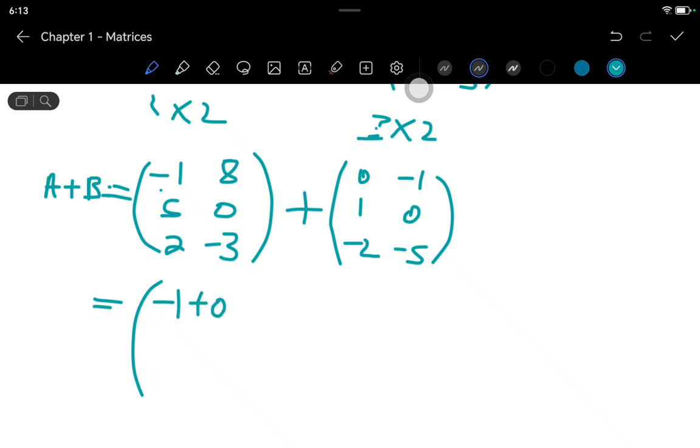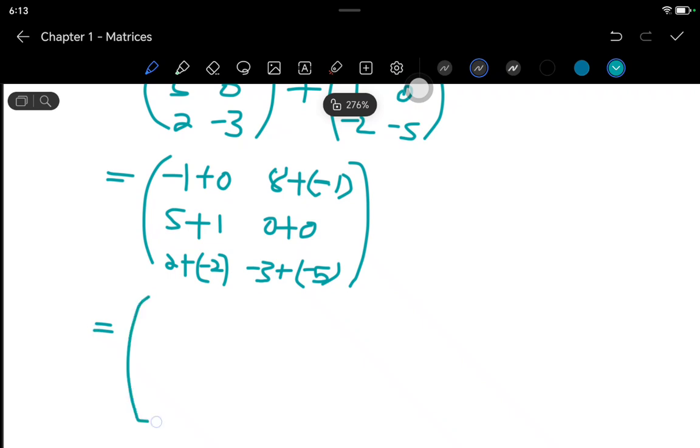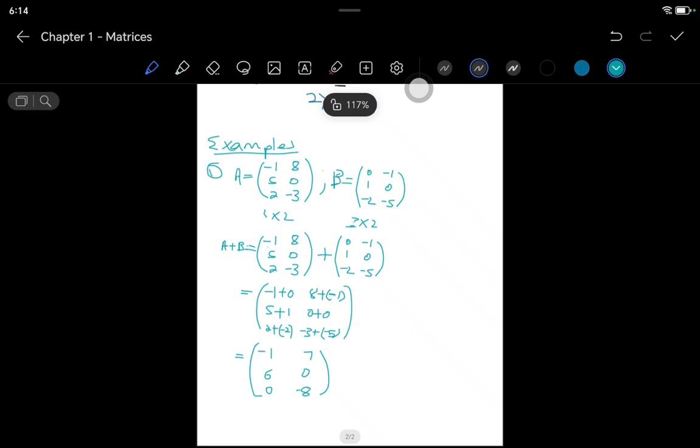minus 1 plus 0. I add entry by entry, plus minus 1. Then this will be 5 plus 1, 2 plus minus 2. Then this will be 0 plus 0. This will be minus 3 plus minus 5. You see right? And this will be minus 1, 7, 6, 0, 0, minus 8. And this will be the final solution if I'm adding the matrices, right?